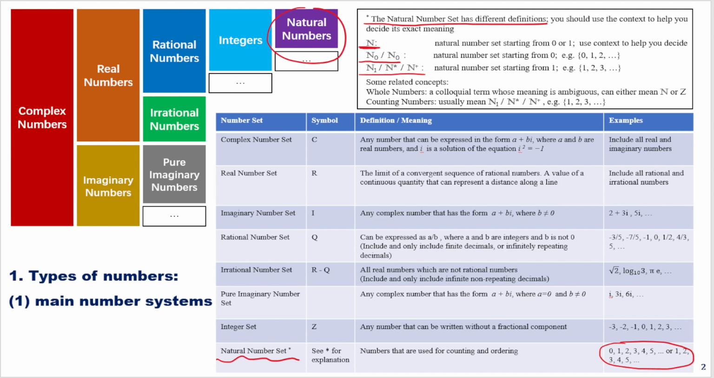Can you follow me? Okay, so basically that's the meaning of the natural number set. Do you have any questions?